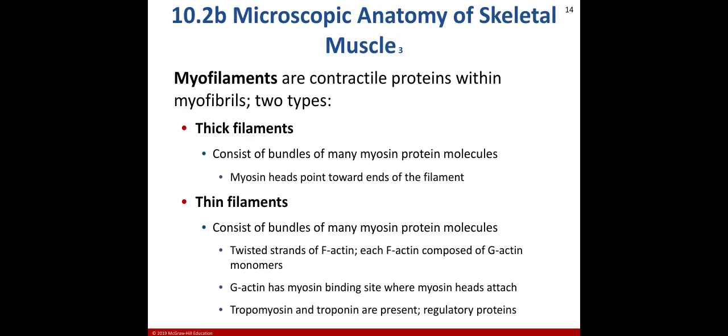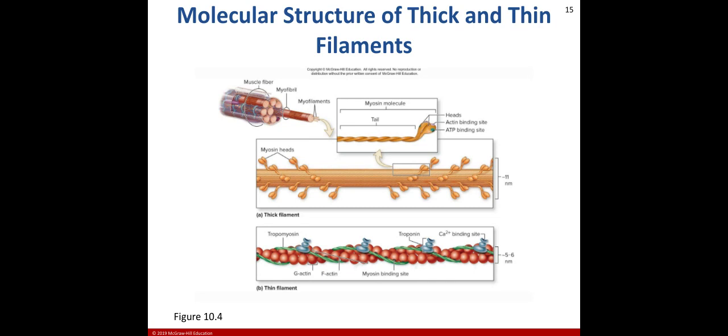And then there are thin filaments, which are bundles of actin protein molecules. They're twisted, and they have strands of F-actin, and each F-actin has a G-actin. G-actin is a myosin binding site where the myosin will actually attach. Tropomyosin and troponin are present, and they are the regulatory proteins. Again, all of those vocabulary words probably sound a little crazy, but let's take a look here.